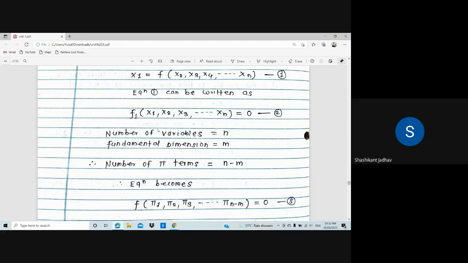Number of variables is equal to n. The next line, fundamental dimension is equal to m.